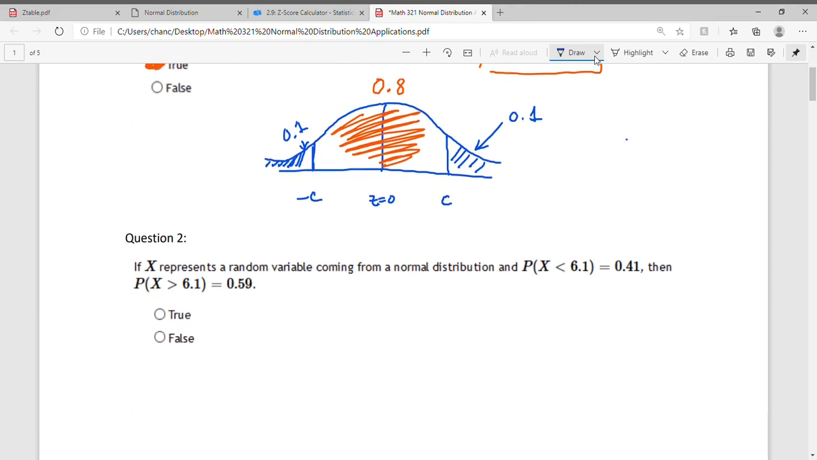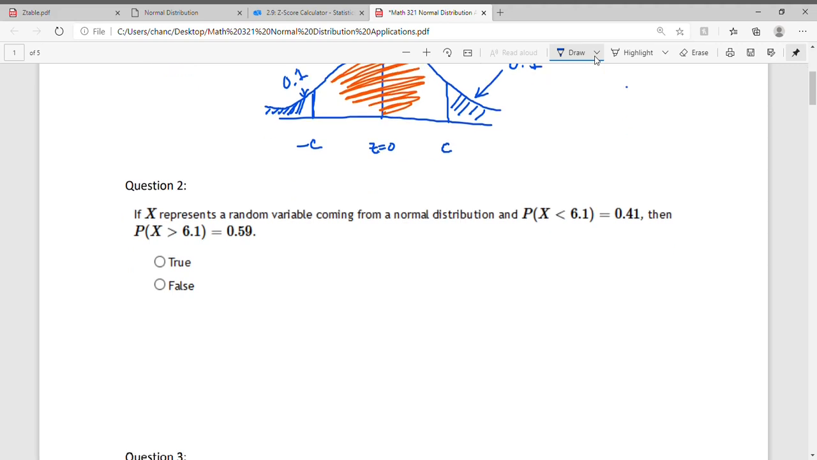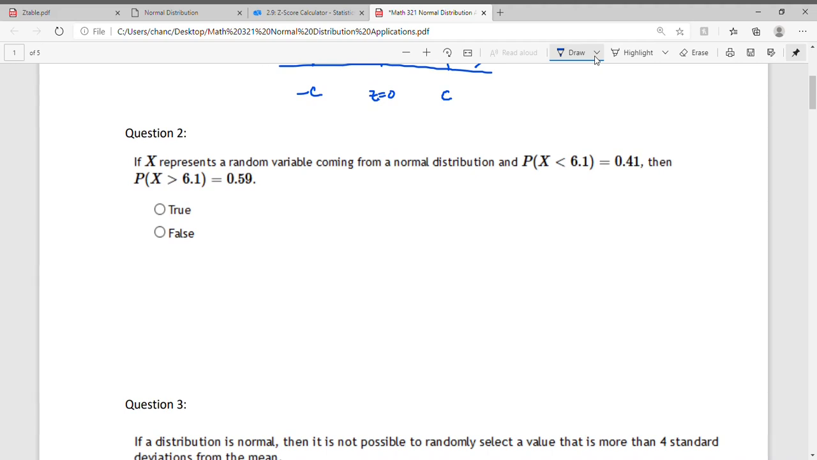For question number 2, if x represents a random variable coming from a normal distribution and the probability of x is less than 6.1 equals 0.41, then the probability of x being greater than 6.1 is equal to 0.59. Again, I want to draw some pictures to try to understand this question. Let's draw a picture of our normal distribution. I have somewhere on the graph, let's say this is x equals 6.1.